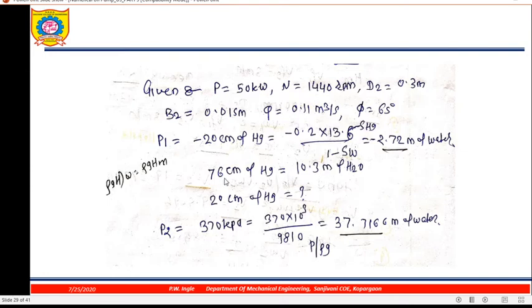I have written over here 76 centimeter of Hg is 10.3 meter of water. Then how much is 20 centimeter? Then P2 is 370 kilopascal. You just convert it into meter of water. So P by rho g. P is rho g into H, so it is P by rho g, 370 into 10 to the power 3 upon 9810. So you are getting what? In meter of water. You have to convert it into meter of water.